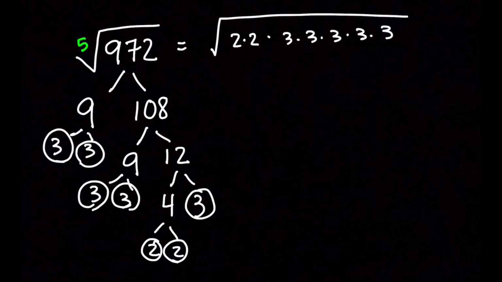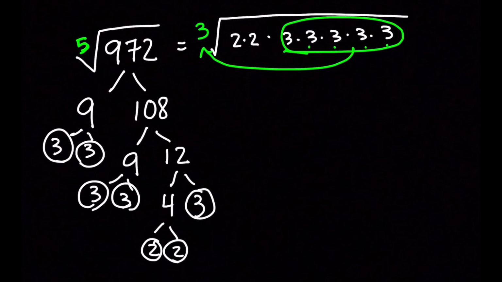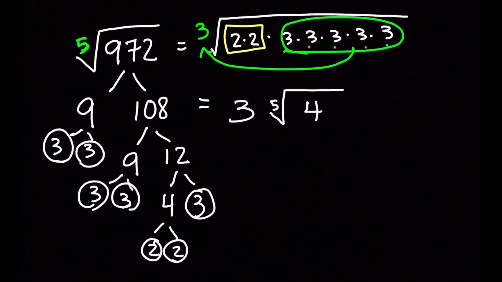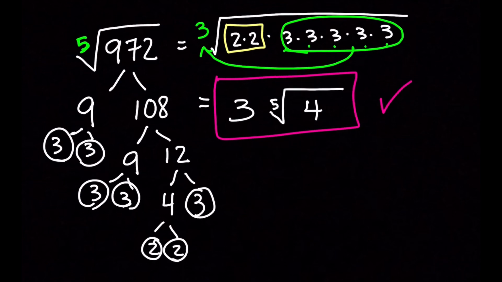Okay, because my index is 5, I will take every set of 5. So I remember having 5 3s. So 1 3 will come out. And unfortunately, I only have two 2s, so they will remain in there. So my answer would be 3 radical 2 times 2, which is 4. And don't forget the index. That's my final answer. So these are some ways of simplifying basic radicals.